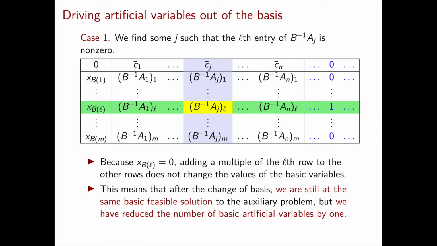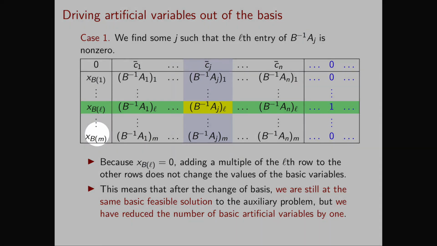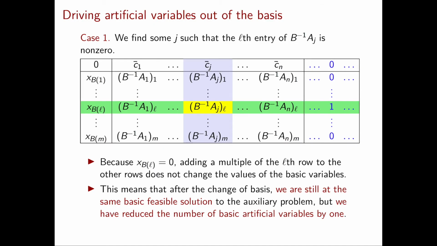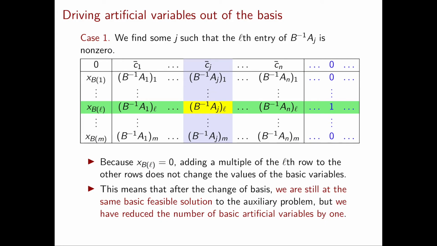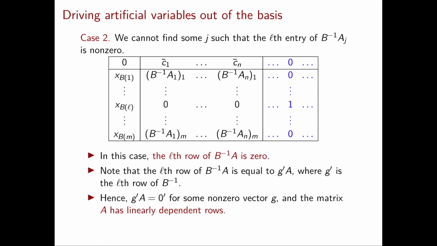Now, what happens to our current solution when we actually perform the pivot? To understand what happens to the solution, we just need to look at the 0th column of our tableau. In the elementary row operations that we perform, we add a multiple of the pivot row to the other rows. But now, since xBL is equal to 0, the values of the basic variables don't change. Therefore, after the change of basis, we are still at the same basic feasible solution to the auxiliary problem. However, we have reduced by 1 the number of basic artificial variables. Now let's see the second case.